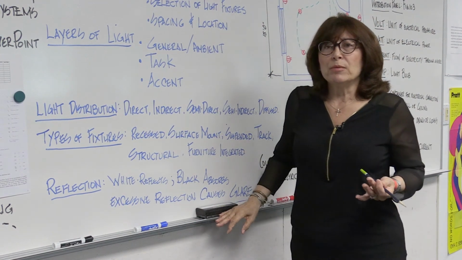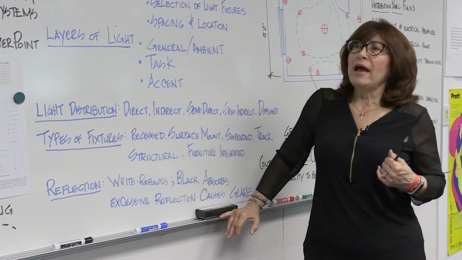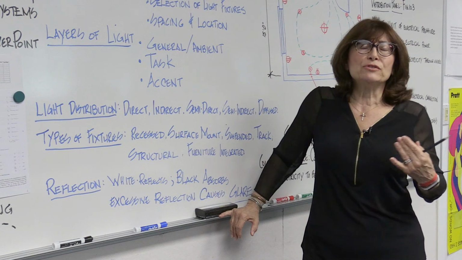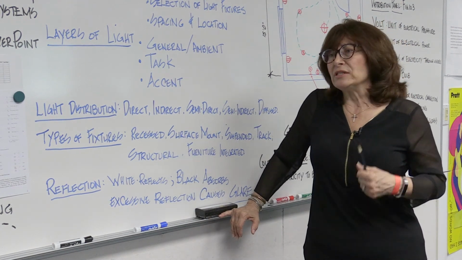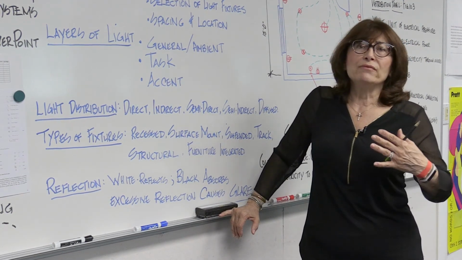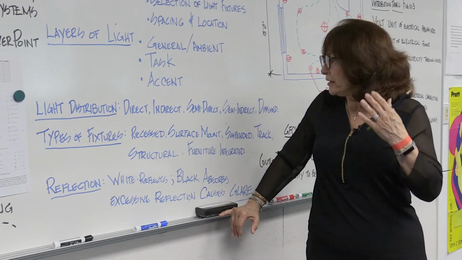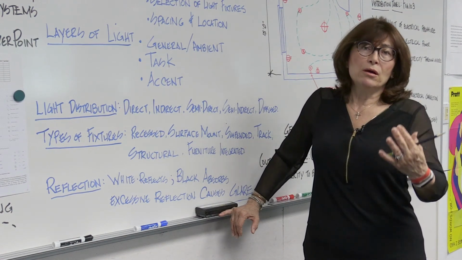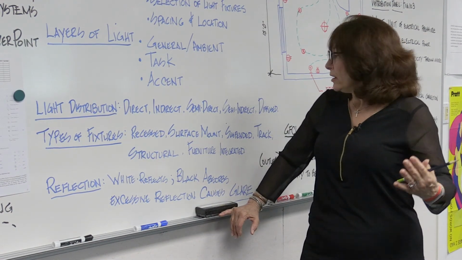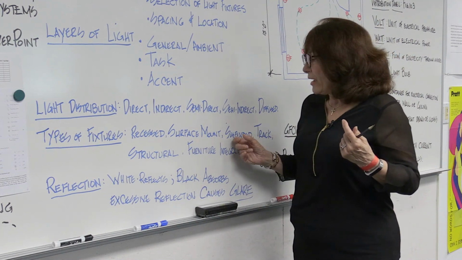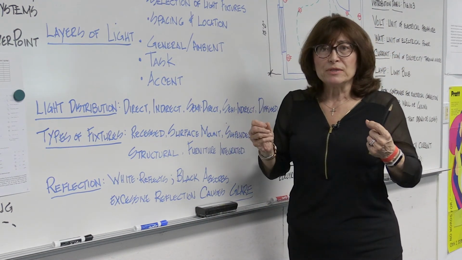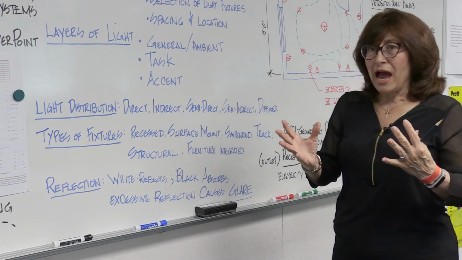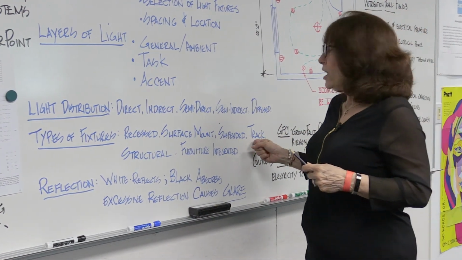Suspended can be a number of different fixtures. You can have a pendant, you can have a chandelier, you can have a suspended pole, you can have a chain, anything that is hanging from a wire, chain, pole, something like that, that will come down from the ceiling before you have the actual fixture.